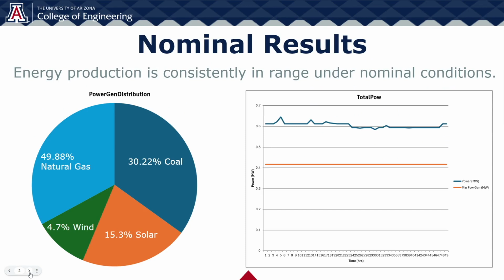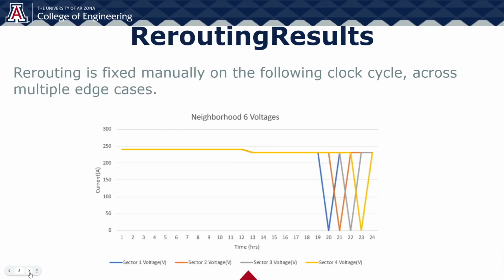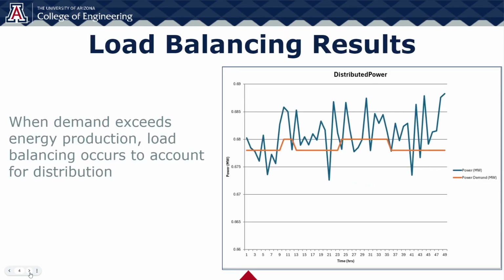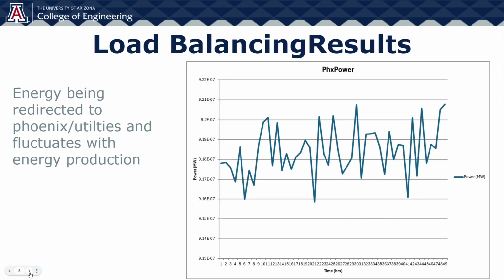For our nominal results, we see our power generation is within range in terms of distribution and in terms of meeting its minimum generation requirements. For our rerouting test, we have several different results, but just to take a look at a single example, when several lines go down in this particular neighborhood sector, power is rerouted, so on the next clock cycle, those lines continue receiving power. And then for our load balancing results, we see when demand begins to exceed energy production, production will trend upwards and be able to match that demand.